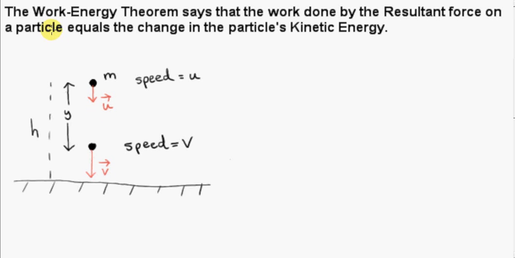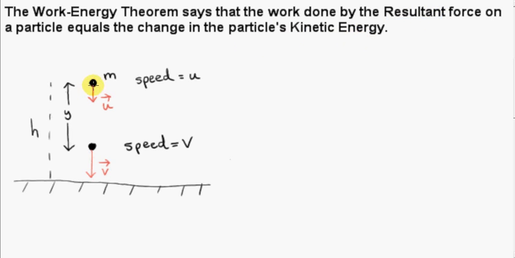In the last video we used the work energy theorem to connect the potential and kinetic energies of a particle acted on only by the force of Earth's gravity. As a reminder, the work energy theorem says that the work done by the resultant force on a particle equals the change in the particle's kinetic energy. The important point with the work energy theorem is that it's the work done by the resultant force that gives the change in the kinetic energy.